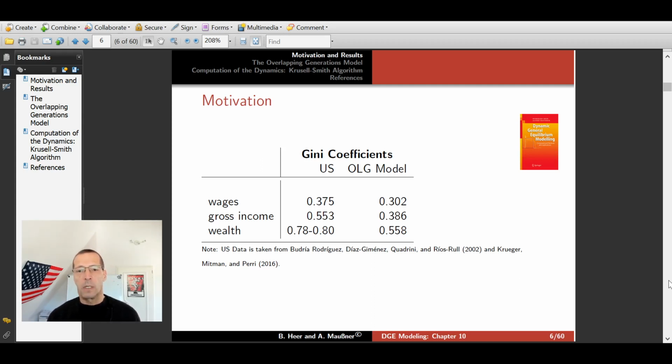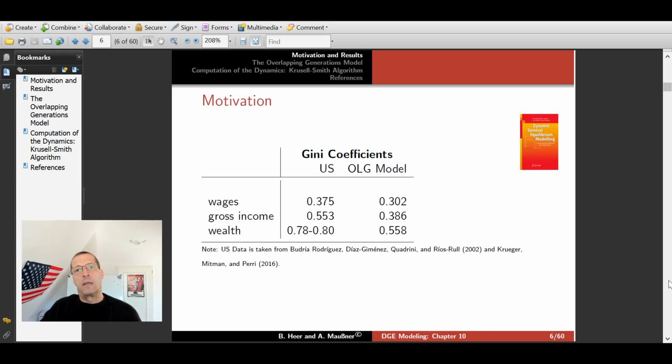And our OG model replicates the inequality in part. We have a wage Gini coefficient of 0.3, gross income of approximately 0.39, and wealth of 0.56. So it's a little less concentrated. Wages, income, and wealth are all less concentrated than empirically. And the main reason is we leave out the very top income earners, the very top wealth holders. We do not have the Elon Musk in our model. And for this reason, we do not capture the top percentile of the income and wealth distribution accurately.